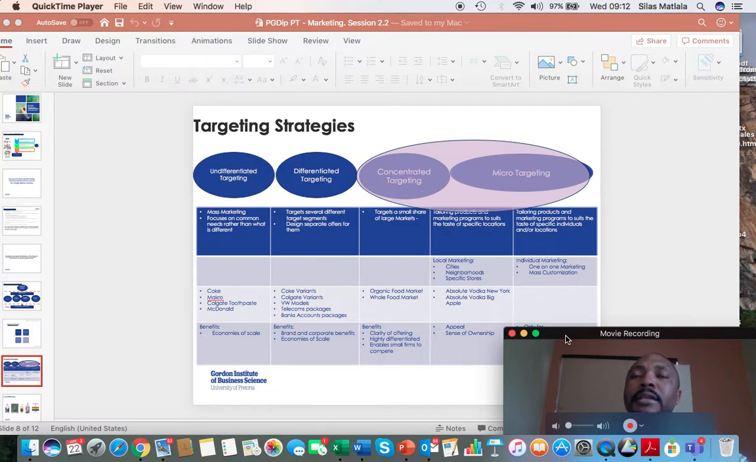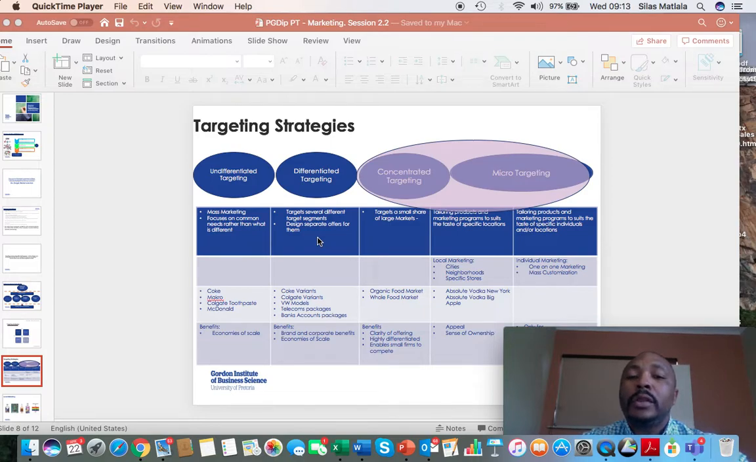The assumption is that you're going to reach everyone, and then that will give you economies of scale. The second one is the targeted, differentiated targeting, where you target several different segments and then you design separate offers for each and every one of them.